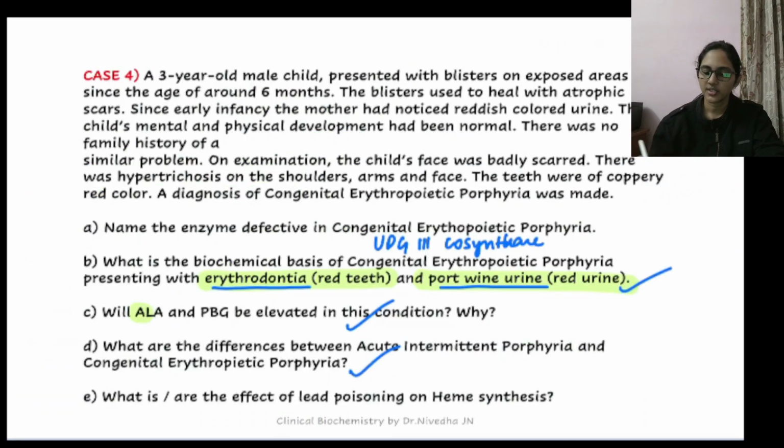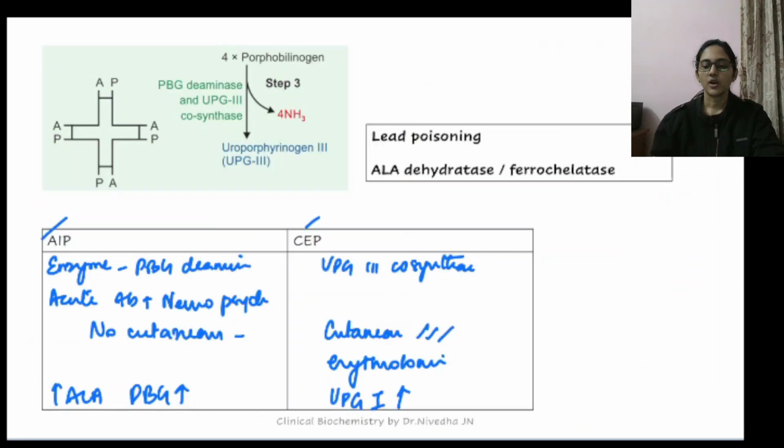And the next question is, what is the effect of lead poisoning on heme synthesis? Already I had told you two enzymes that are inhibited by lead poisoning. What are they? ALA dehydratase and ferrochelatase. So this is the effect of lead poisoning on heme synthesis.